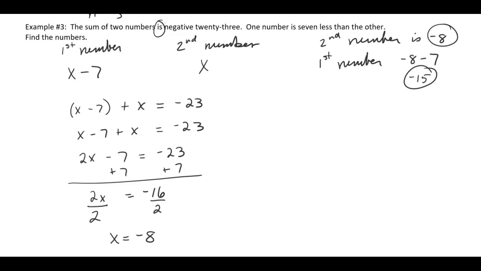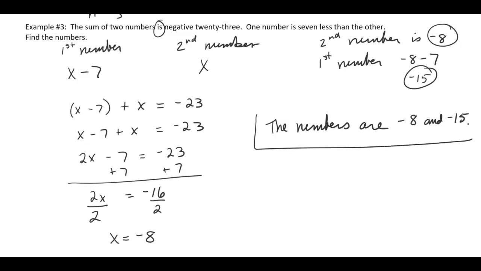I'm going to answer the question now. The numbers are -8 and -15. Now, you can do a quick check. Is one number 7 more than the other number, or is one number 7 less than the other number? Yeah. Do they add up to be -23? They do. So that's the check. You could write it out, but there it is.